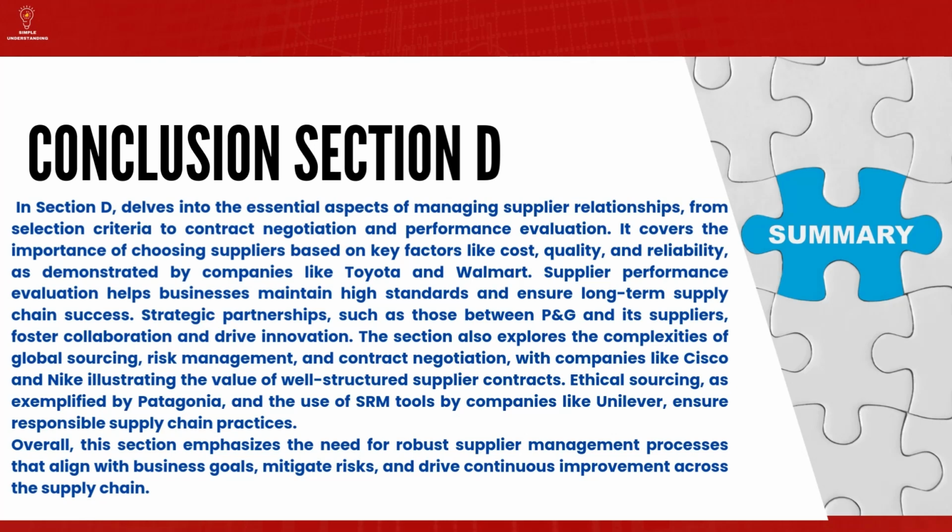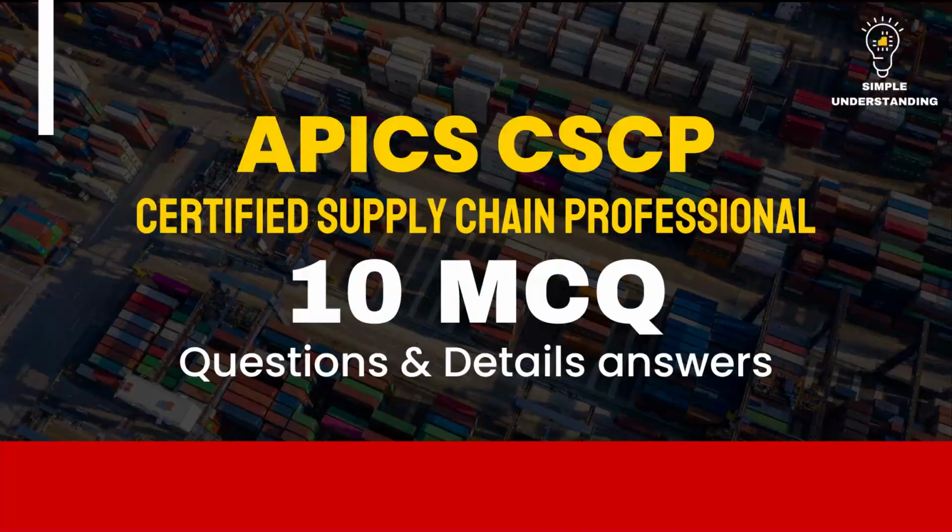Ethical sourcing, as exemplified by Patagonia, and the use of SRM tools by companies like Unilever, ensure responsible supply chain practices. Overall, this section emphasizes the need for robust supplier management processes that align with business goals, mitigate risks, and drive continuous improvement across the supply chain. Let's take a small practice test for Section D.